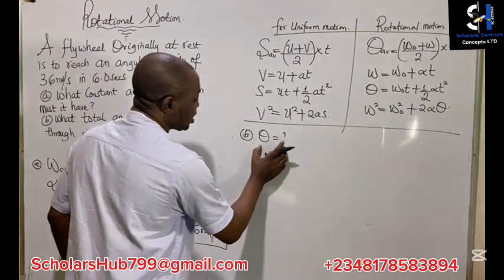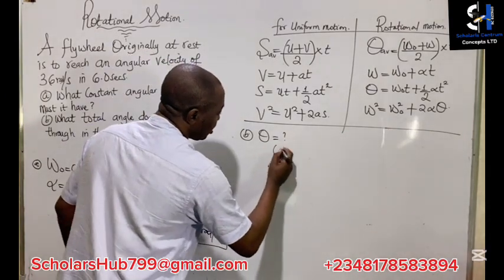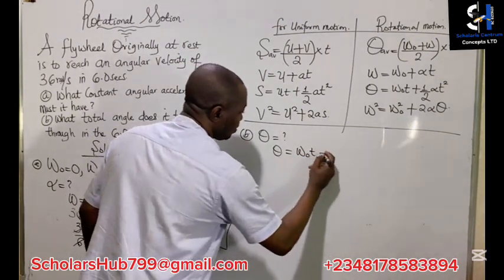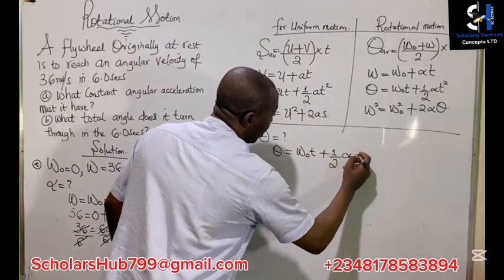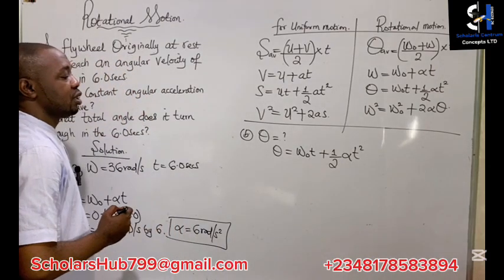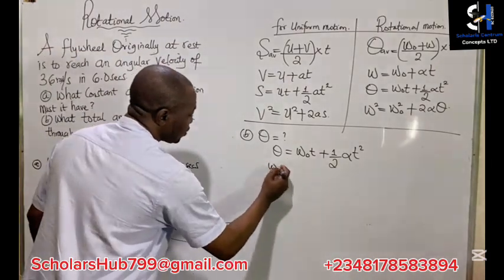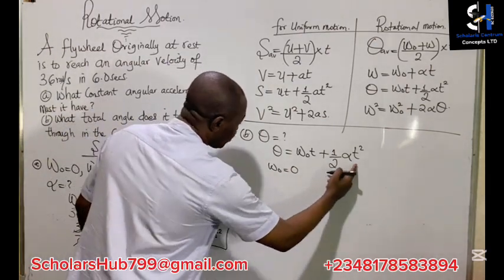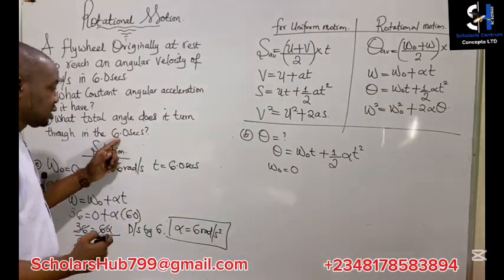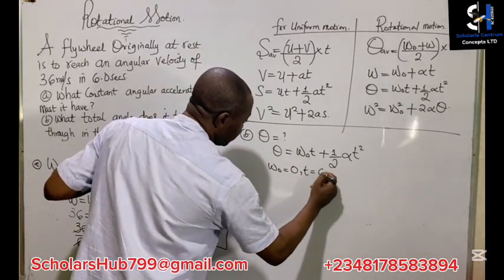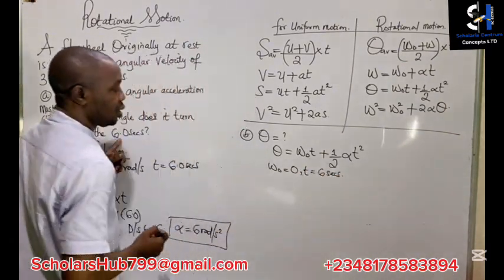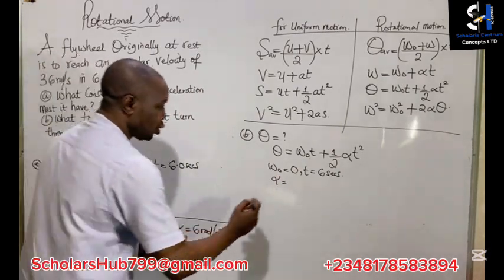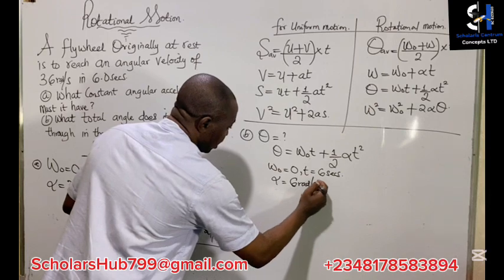The angular displacement equals the initial angular velocity multiplied by time plus 1/2 of the angular acceleration multiplied by t squared. We know the initial angular velocity is 0, the value of time t is 6 seconds, and the angular acceleration is 6 rad per second squared.